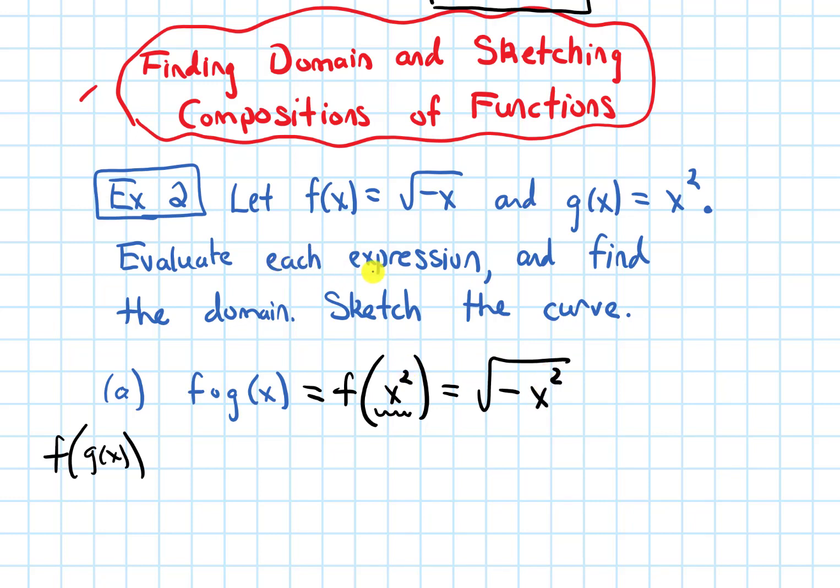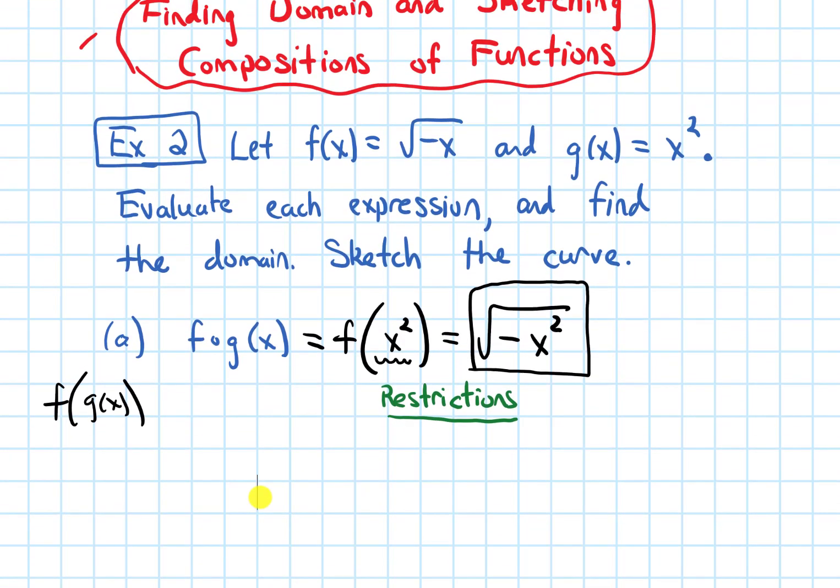Okay, so I have evaluated this expression. I can't simplify this more. I can't do anything with the square root and the squared because this negative is in the way. Okay, so this is my expression right here. And let's find the domain. So for this, we need to identify the restrictions. And I can see one restriction of this function.